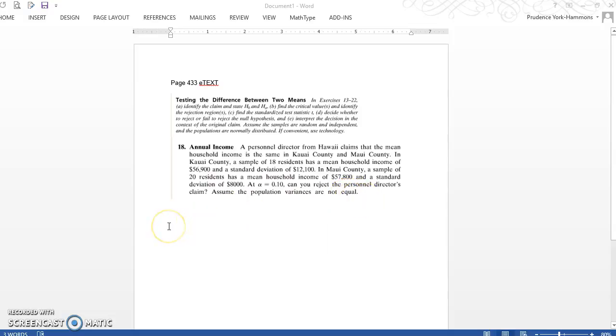So the first thing we have to do is look at that first sentence. A personnel director from Hawaii claims that the mean household income is the same in Kauai County as in Maui County. So we would say that mu1 was equal to mu2. So I'm going to type this in and come back to you in a second. So I've added in some information for H sub O and H sub A, and we will look back at this and see what it's asking.